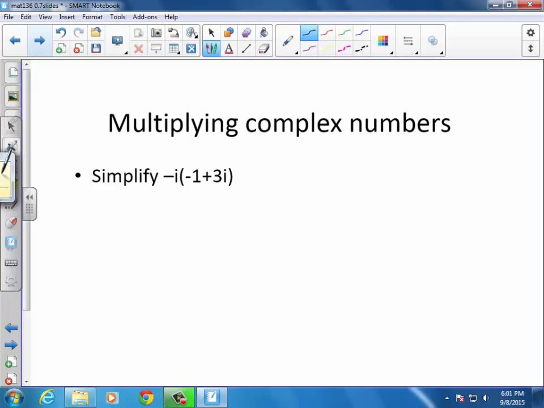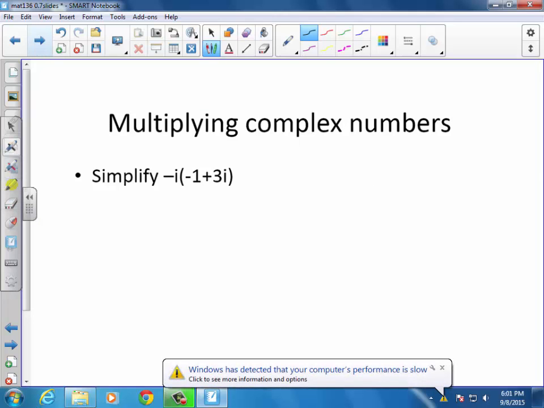Multiplying complex numbers. Well, again, it's the distributive property, that sort of thing. It's very similar to what you learn in the other parts of algebra with real numbers. So I used to draw arrows. So -i times -1 would be positive i, because a minus times a minus is a plus. And then -i times 3i, well, minus times a plus is a minus. i times 3i is 3i squared. But something to keep in mind on this one is that i squared is -1.